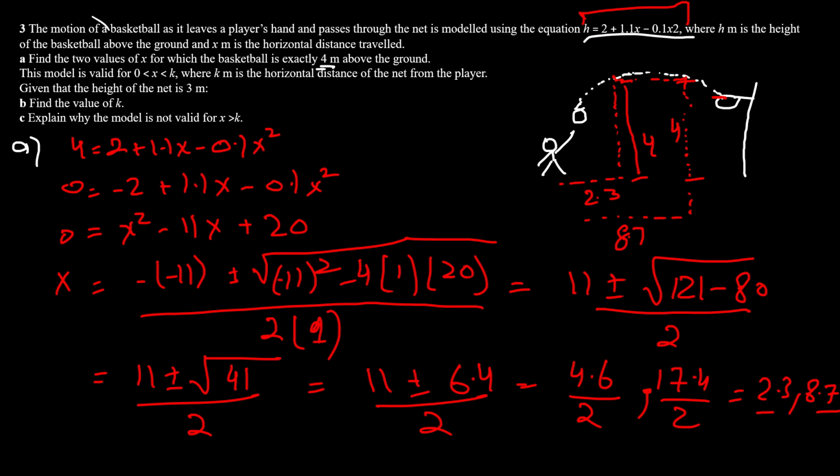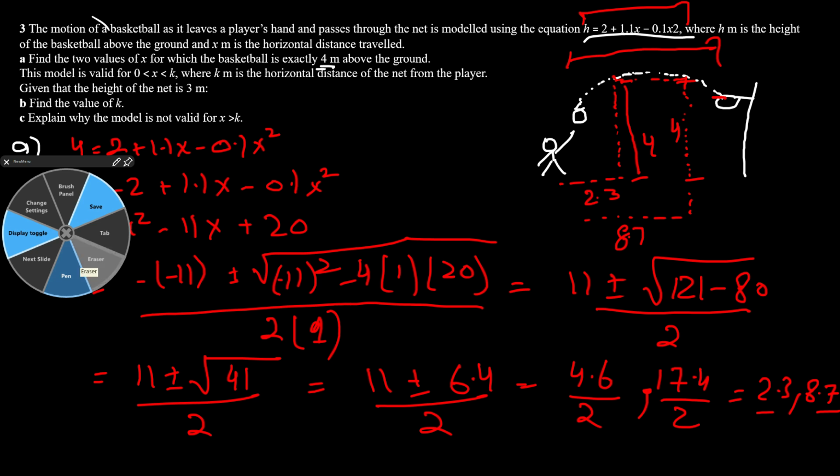So we have to find the distance k, which is basically the distance of the basketball player from the hoop. So let's dig into it.